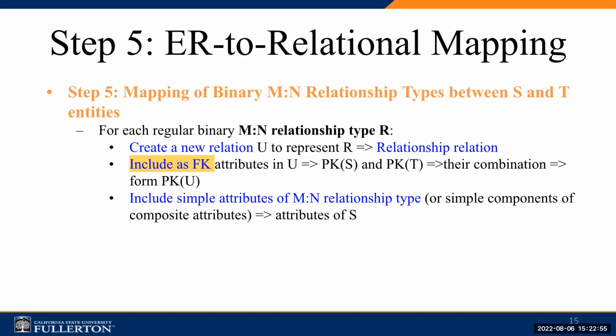Step number 5 looks into M:n relationship types between the S and the T entities. And we start by creating a new relation referred to as U to represent the relationship relation here. And you would include the foreign key attributes in this new relation that would be the primary keys of the two entities S and T. Now, if there are any simple attributes of the M:n relationship, then you would consider them to be attributes of the new relation.